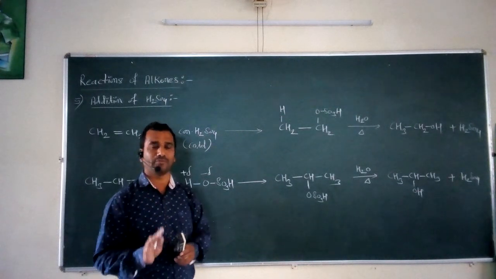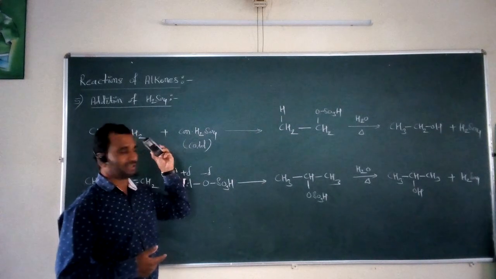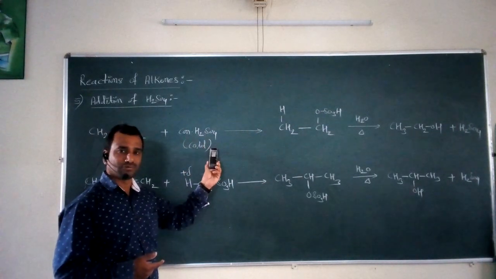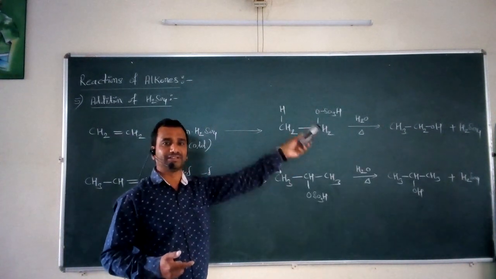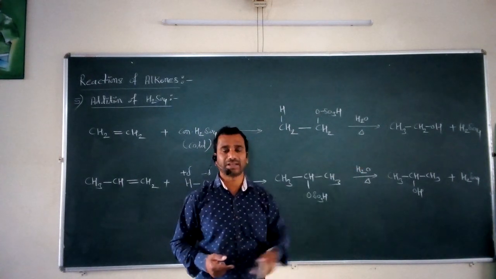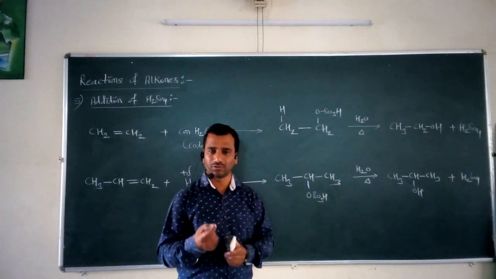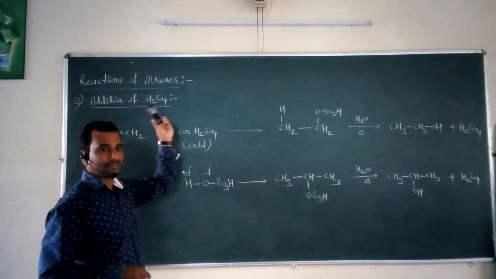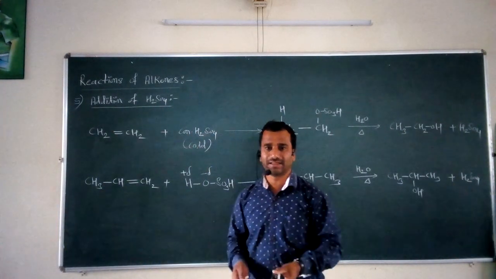If we want to form alcohols from this alkene, what do you have to do? First of all, you have to react the alkene with cold concentrated H2SO4. You will get this type of ethyl hydrogen sulfate product. This product further reacts with water. After heating, you will get the particular alcohol. So this is an important reaction for the formation of alcohols, called the addition of H2SO4. This is reaction number 5 under the heading addition reactions.